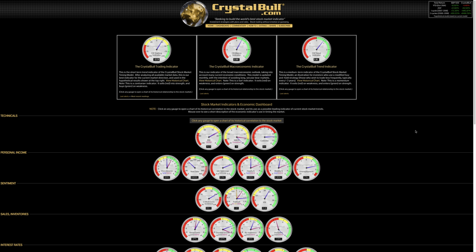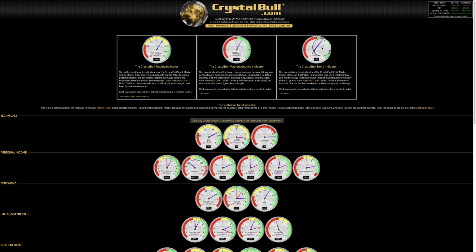So we'll start with the Crystal Bull indicators. See, the trading indicator is somewhat bullish actually, and the macro indicator is also bullish, and the trend indicator is currently bullish. Now this trend indicator and macro indicator will update at the end of the month, and I expect the trend indicator to turn into the red because we've just had a severe downtrend. Macro indicator may hold. There's still a few data points not in, but this may still hold in the green. The macro is not so awful right now.